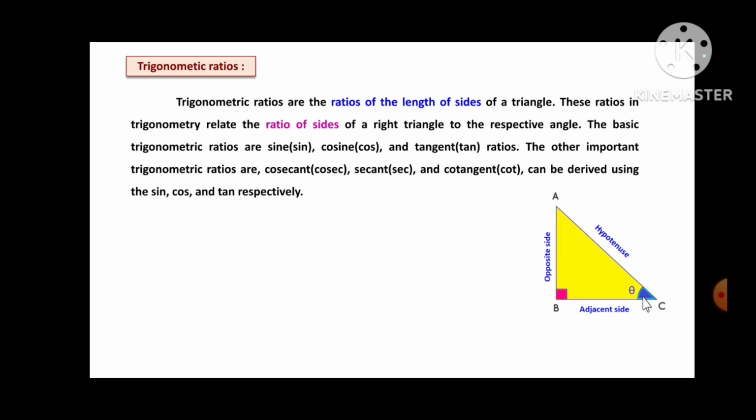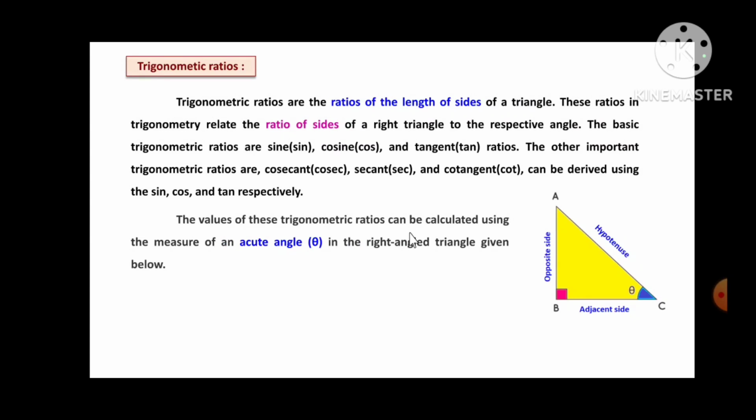By considering the angle C whose measurement is given as theta, here AB will become the opposite side, BC will become the adjacent side, and AC is the hypotenuse. Accordingly, the values of these trigonometric ratios can be calculated using the measurement of an acute angle theta in the right angle triangle. We will discuss them one by one.